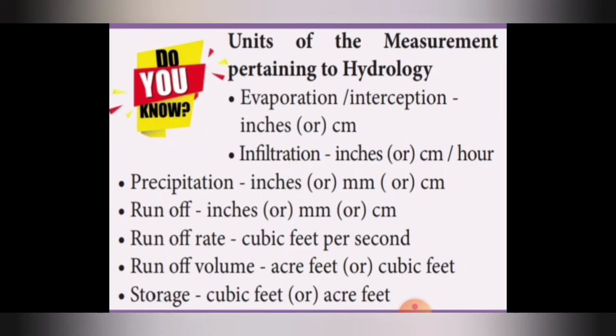Coming to the units of measurement pertaining to hydrology. First, evaporation and interception are measured in inches or centimeters. Infiltration is in inches or centimeters per hour. Next, precipitation is in inches, millimeters or centimeters. Next comes runoff, in inches, millimeters or centimeters. Runoff rate is in cubic feet per second, runoff volume in acre-feet or cubic feet, and the last one is storage, in cubic feet or acre-feet.